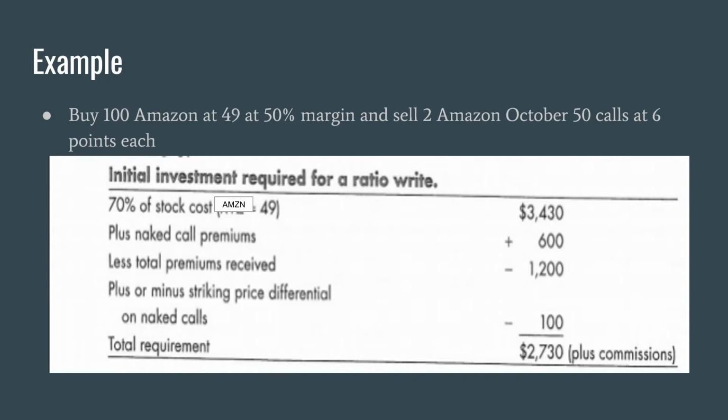To illustrate the investment required, let's go over an example. An investor buys 100 Amazon at 49 at 50% margin and sells 2 Amazon October 50 calls at 6 points each. The 70% of stock cost is made up of the 50% of the stock price used in covered call writing and the 20% of the stock price used in the naked writing portion. The money paid for the call premium on the naked portion would be $600, and the premiums received on the covered writing would be $1,200. This results in a total requirement of $2,730 plus commissions.